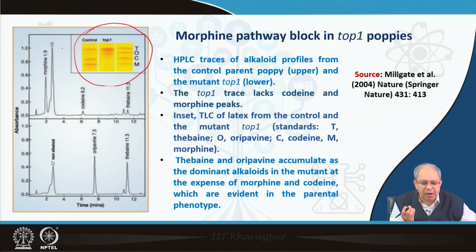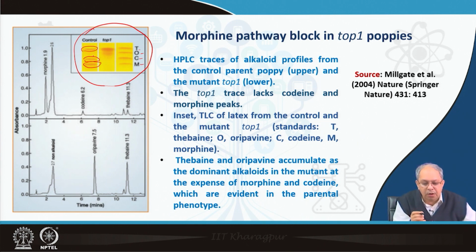and then from there they isolated the latex, and then they ran the TLC, and here this TOCM, T stands for thebaine, O stands for oripavine, C stands for codeine, M stands for morphine. In the control, what you find is that thebaine is present, codeine is present, morphine is present, that means the wild type. Okay.